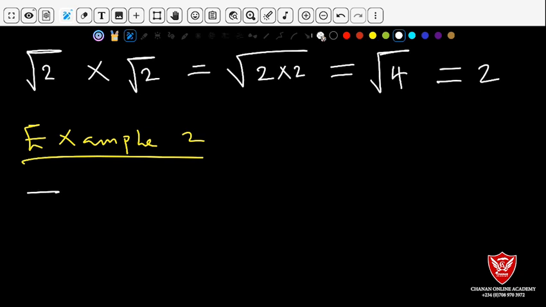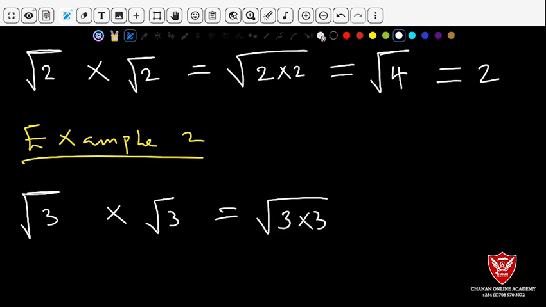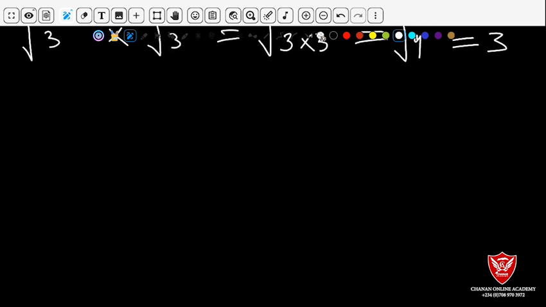Suppose we have root 3 multiplied by root 3. We are going to have root 3 multiplied by 3, which is equal to root 9, and the root of 9 is 3. So whenever you multiply the same surd, it gives you the number. All right. So the second thing you need to take note of is addition of the same surd.